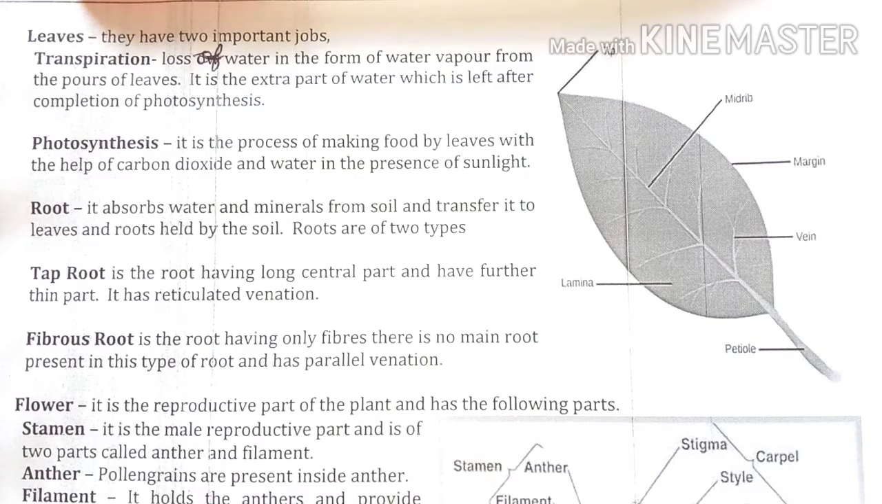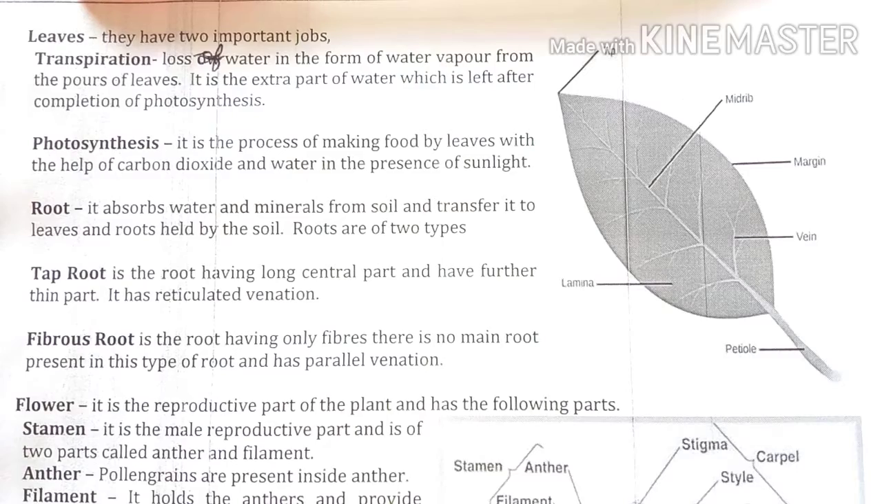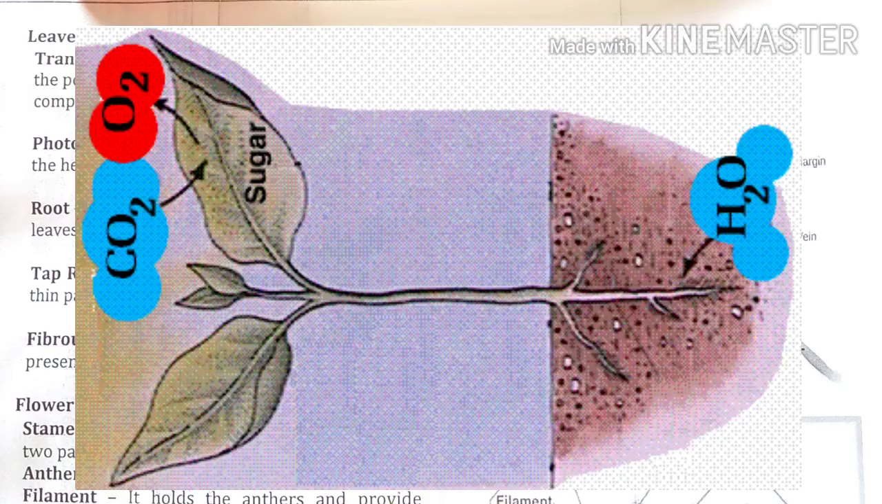From these pores the extra water is left out, which in summer converts into vapor easily, but in winter season it does not convert into vapors easily, so it stays for a long time on the leaves in the form of water droplets. So transpiration means loss of extra water in the form of water vapors from the leaves. It is the extra part of water which is left after completion of photosynthesis. So it is a process which takes place in the leaves after photosynthesis.